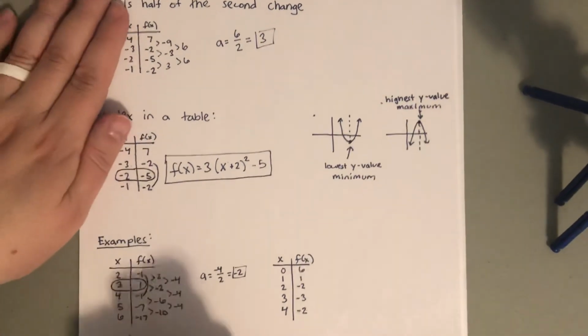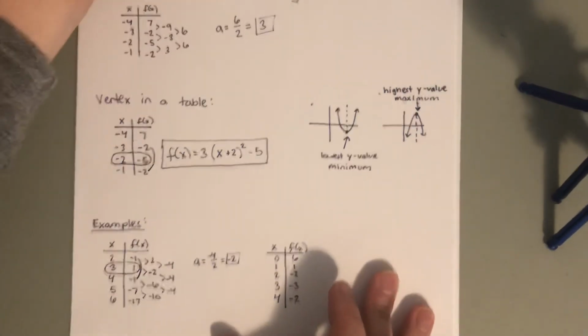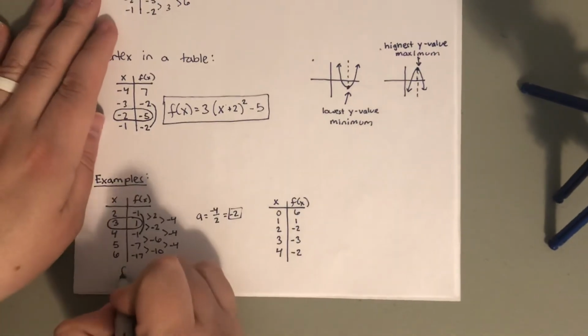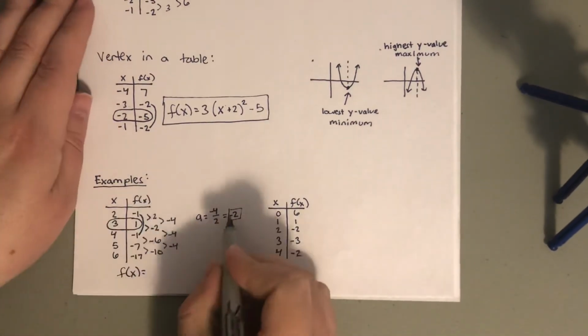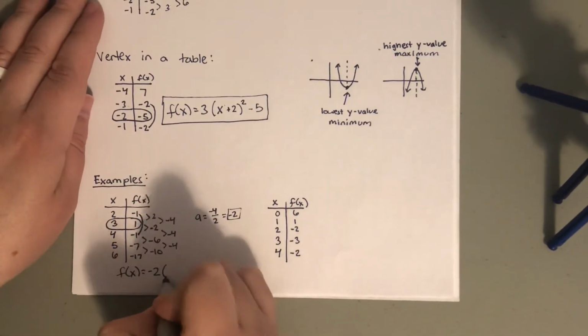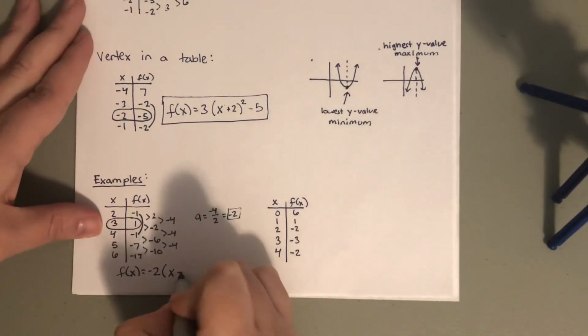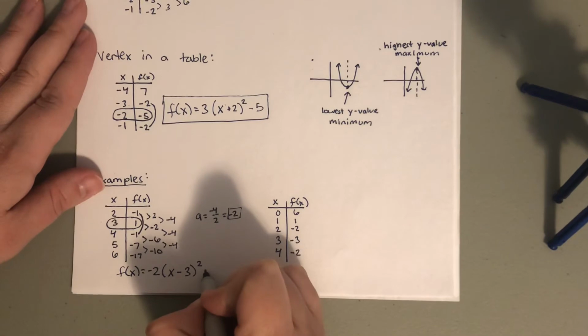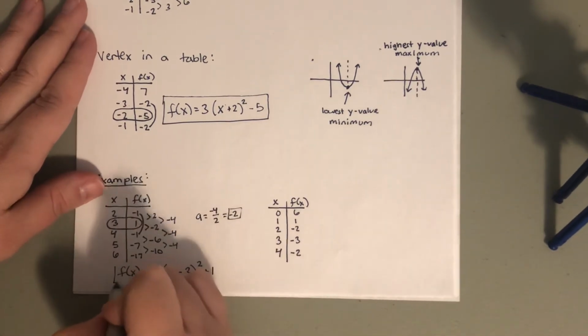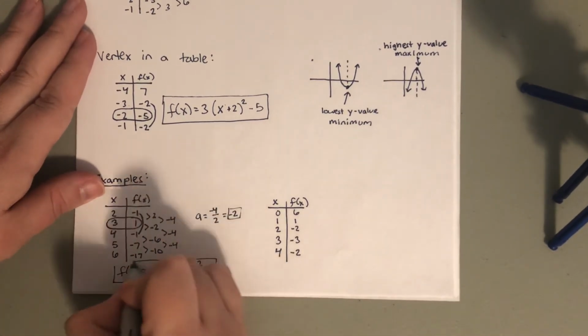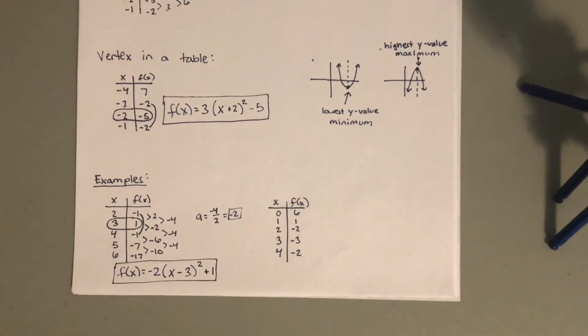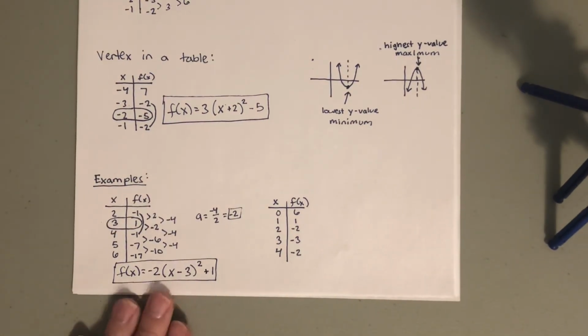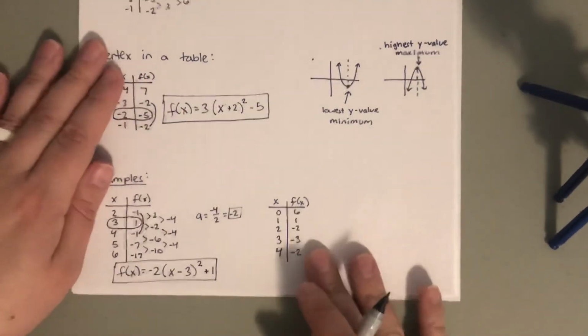So if we were going to write this function, we would say f of x equals our A value, -2, times (x, opposite of the x coordinate, so -3) squared, and then the y coordinate is a +1, so +1. Okay? So that's the function that represents that table. Now let's look at this one.